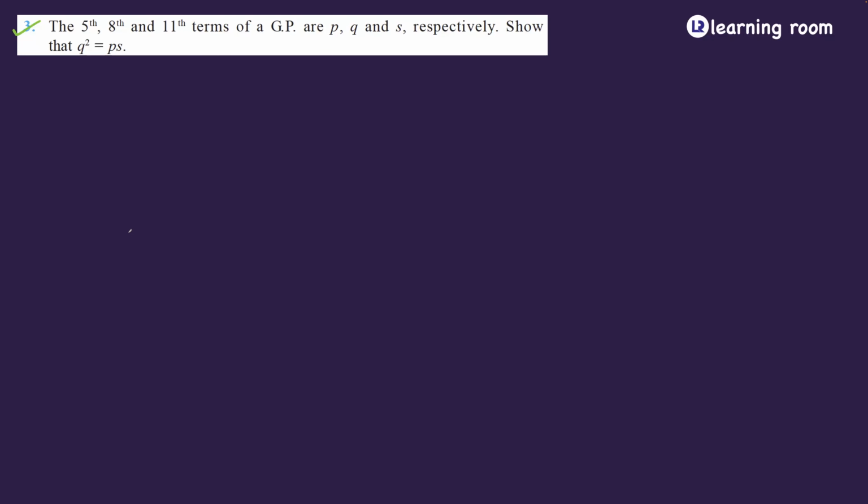So the problem is: the fifth, eighth, and 11th terms of a GP are P, Q, S respectively. Show that Q square is equal to PS. I'm not sure. I hope it works.